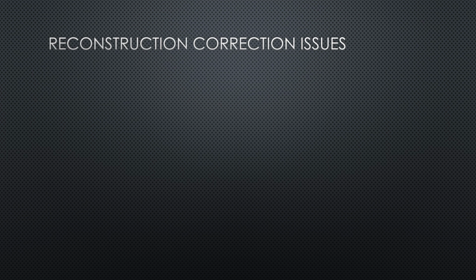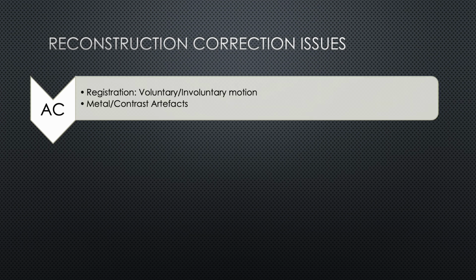As for reconstruction corrections, we need to apply all of these. We apply attenuation correction, but some of the challenges we might get here is if there's some misregistration through voluntary or involuntary motion. And also we can get problems if there's metal within or contrast within the CT, because it affects the attenuation correction values we apply to the PET and SPECT.